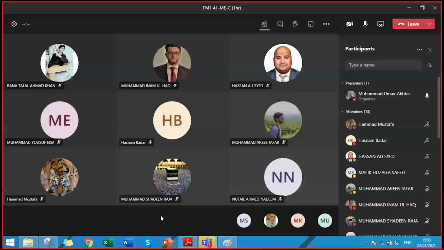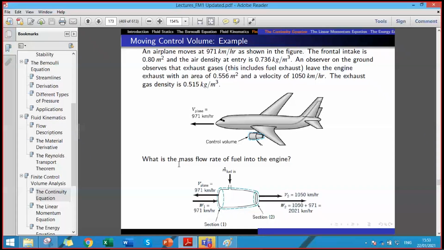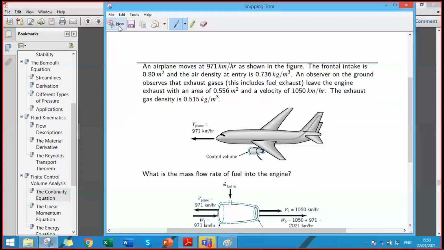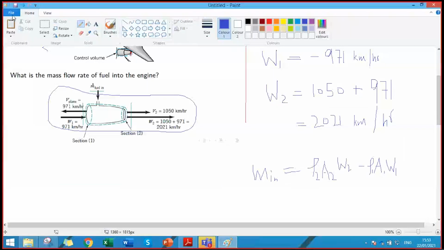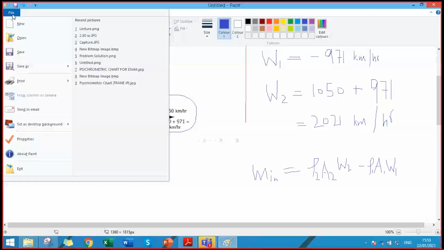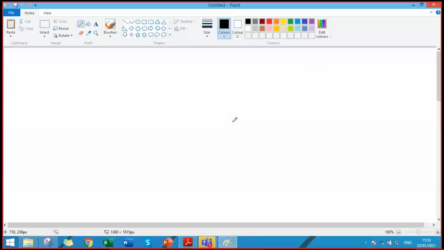The next problem is a very interesting one and a very important one. If you understand this, I will believe that you have gathered the basic concept or major concept of the continuity equation and the moving and the deforming control volume as well. So if you are able to solve this problem, you will be able to solve different problems or the difficult problems related to the concept of the continuity equation and the moving and deforming control volume.